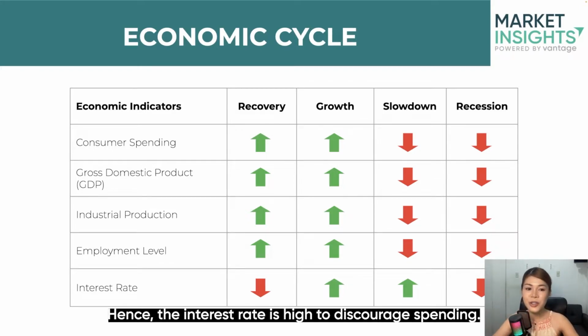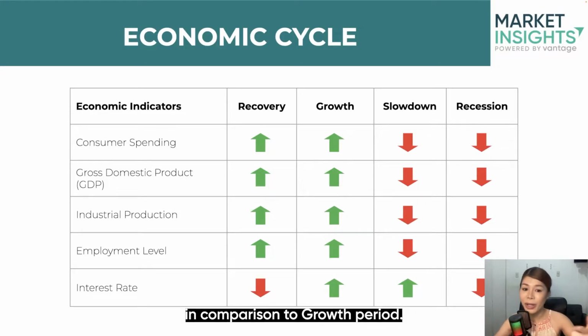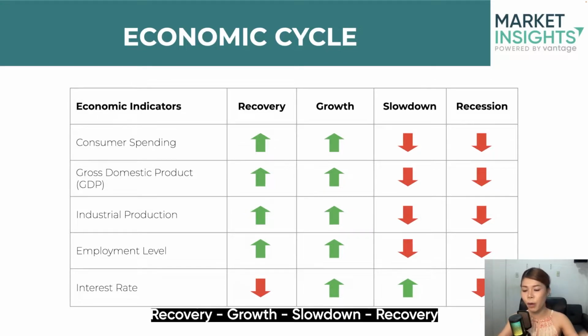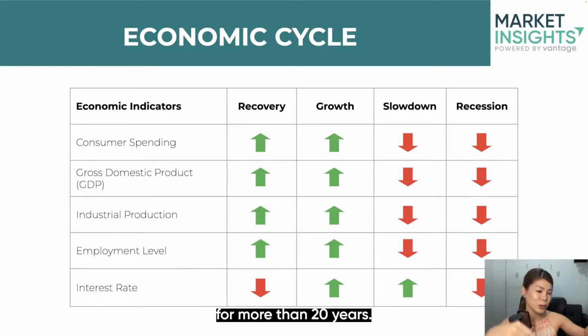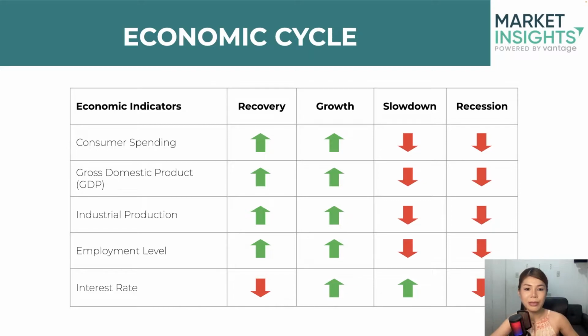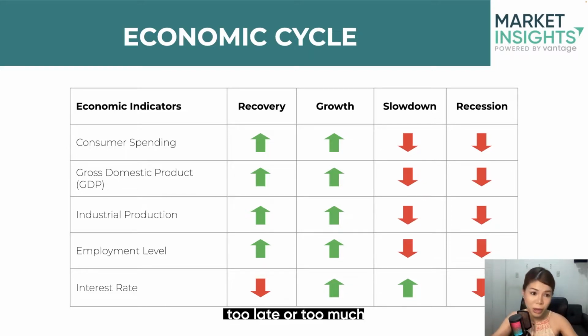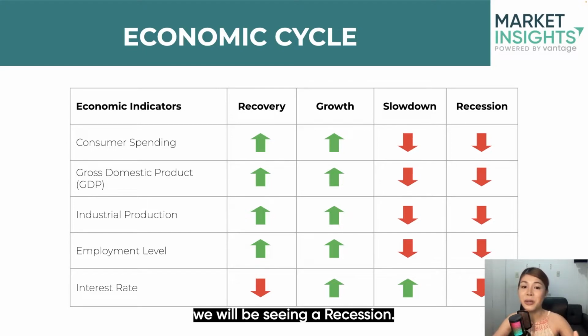Hence, the interest rates are high to discourage spending. GDP, industrial production, and employment level are also down, well, in comparison to growth period. In the case of Australia, the RBA was able to move from recovery, growth, slowdown, recovery, growth, slowdown for more than 20 years. When slowdown was done incorrectly, too late, or too much, we will be seeing a recession.